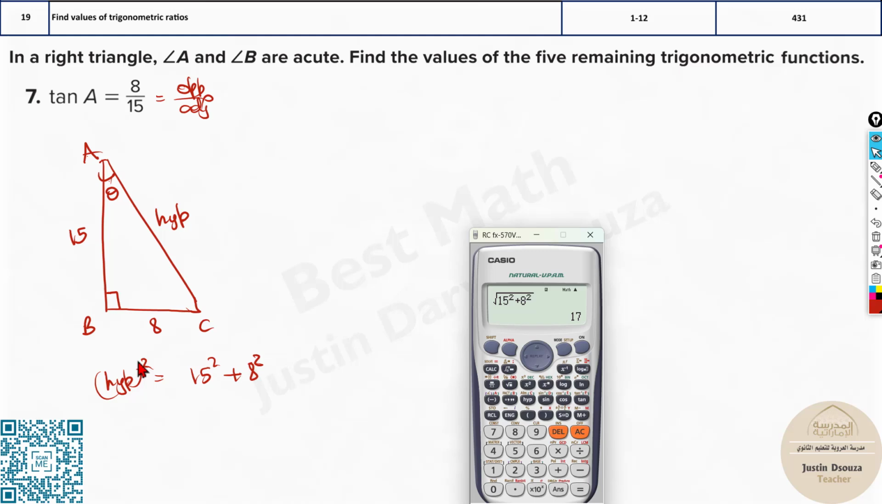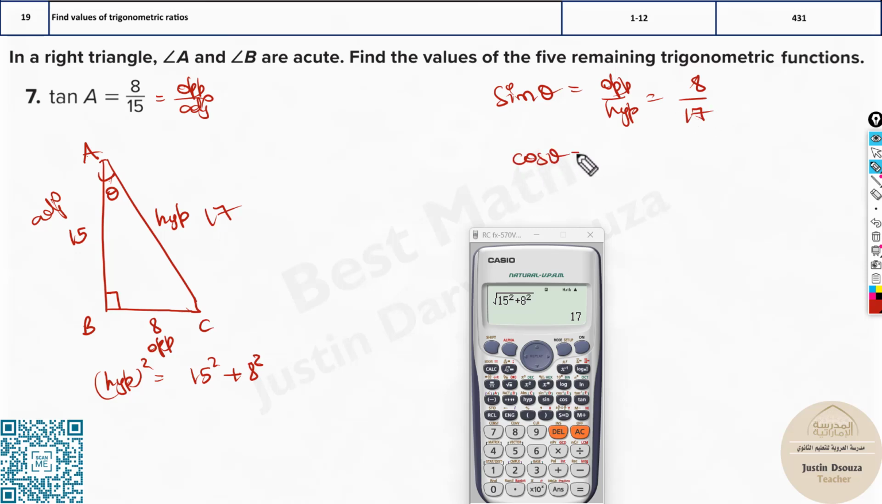So imagine this is x squared, right? Take the square root on both sides, it will be the square root of 15 squared plus 8 squared, and here we have this as 17. Now we can write sine theta is opposite by hypotenuse. That means opposite is given over here, and this is adjacent. So sine theta is 8 by 17, and then cosine theta is adjacent by hypotenuse, and that is 15 by 17. And we know tan theta already.